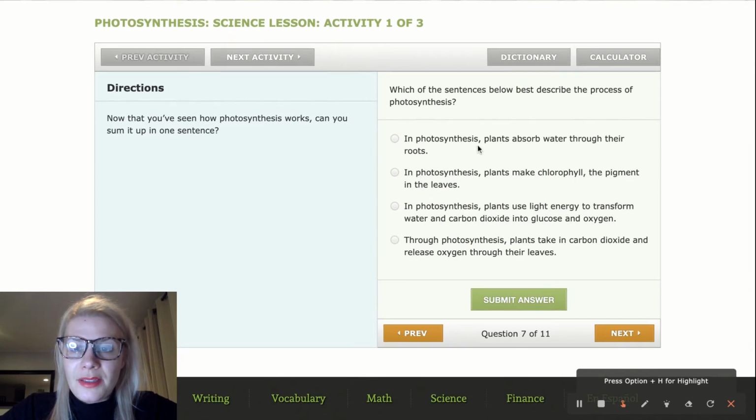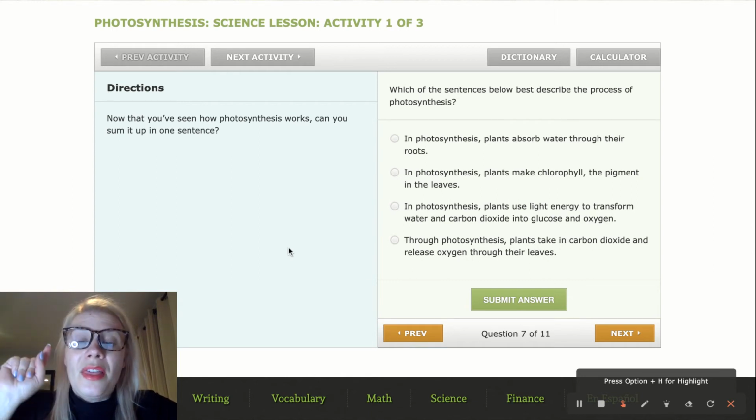In photosynthesis, plants absorb water through their roots. In photosynthesis, plants make chlorophyll, the pigment in the leaves. In photosynthesis, plants use the light energy to transform water and carbon dioxide into glucose and oxygen. Through photosynthesis, plants take in carbon dioxide and release oxygen through their leaves.